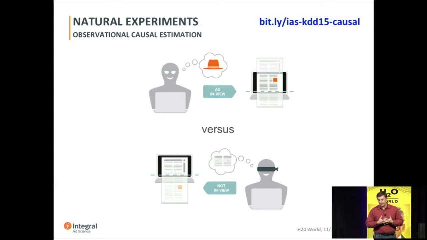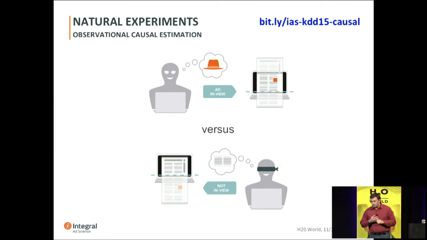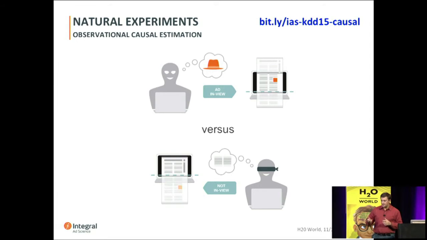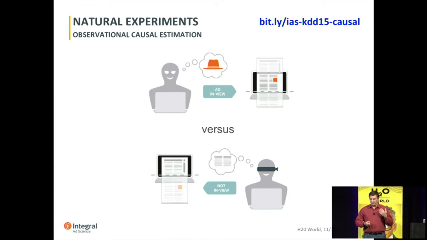And what that creates is basically observational causal estimation. So you do it after the fact. And it's called natural experiments. There is a paper linked at the top. So this methodology allows us to see if there is any causal difference between different situations.